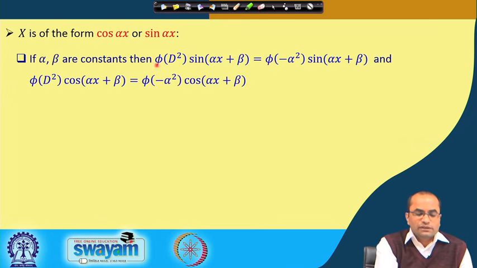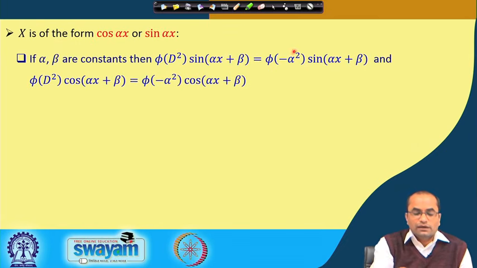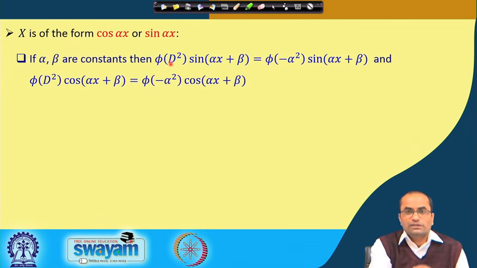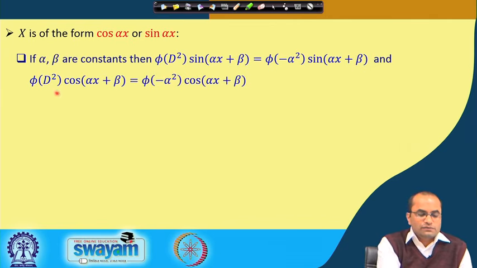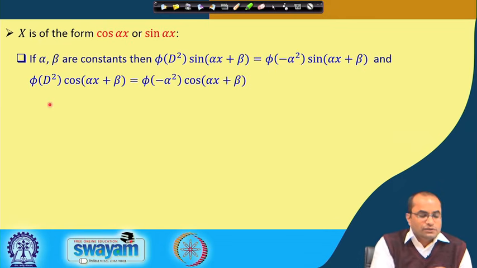So, phi of D square applied on sin(alpha x plus beta) will be equal to phi of minus alpha square. The D square will be replaced by minus alpha square and the sine will remain as it is. The same result holds when we have cos(alpha x plus beta).